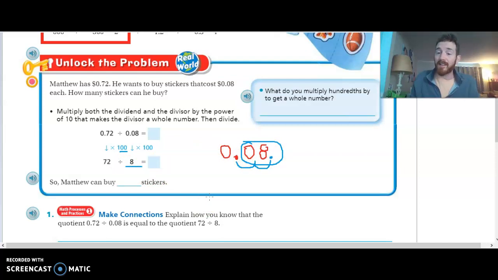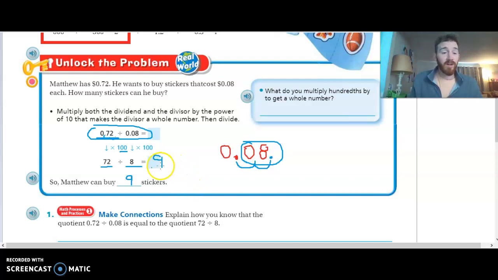Now, dividing by 8s is a lot easier to think of as opposed to dividing by 8 hundredths. So now, if I do the same thing with my dividend, 72 hundredths times 100, I'm going to go 2 jumps over, 1, 2, and that makes it the whole number 72. Now all of a sudden, I've taken a hard thing to think of, 72 hundredths divided by 8 hundredths, and I use a little bit of the math facts I know to just turn it into 72 divided by 8, which of course we know is 9, because now we've taken that and made that into a basic fact that we know the answer to. Okay, so in this case, we could say Matthew could buy 9 stickers.